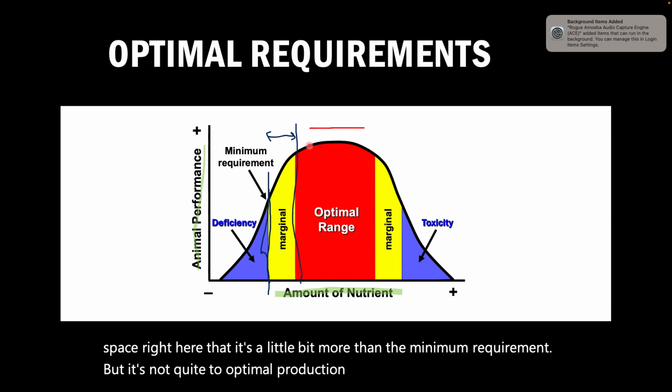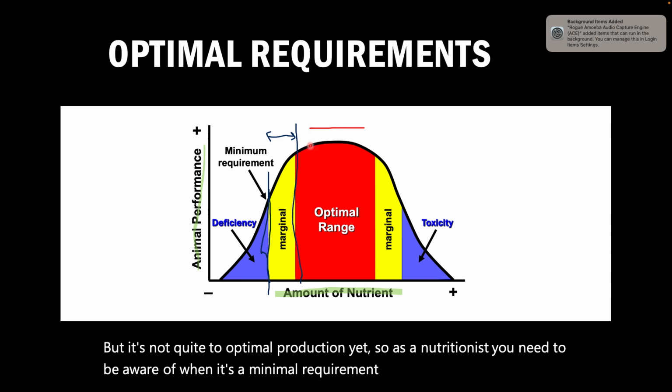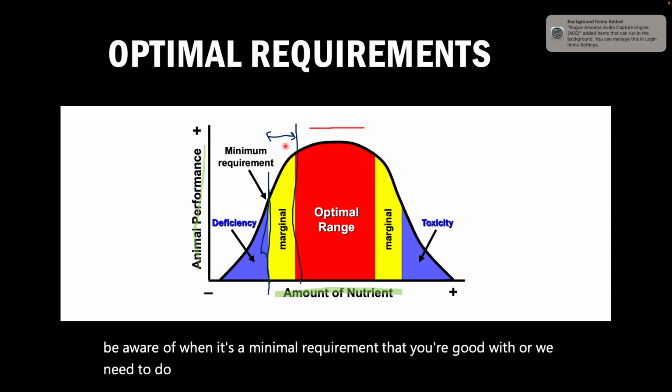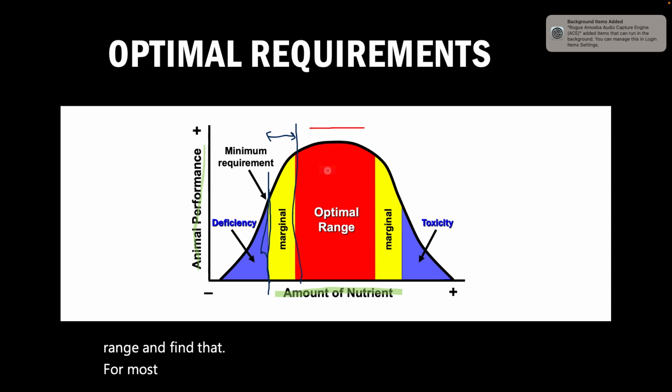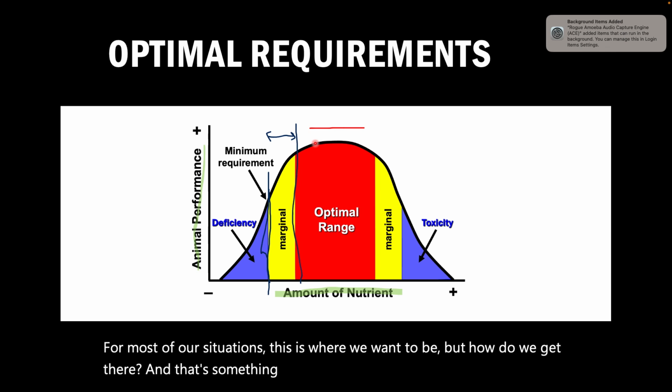So as a nutritionist, you need to be aware of when it's a minimal requirement that you're good with, or we need to do an allowance, or we're trying to really get up to this optimal range. For most of our situations, this is where we want to be, but how do we get there? And that's something we're going to explore in future video sessions.